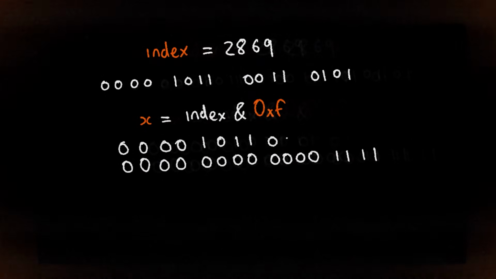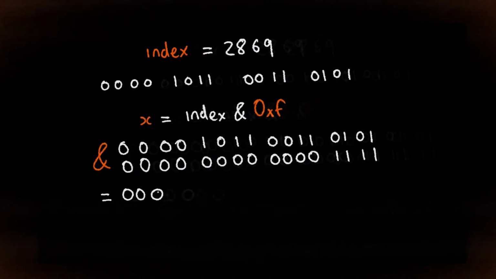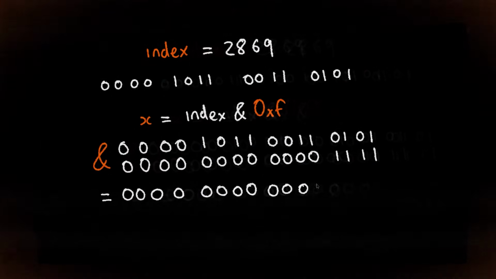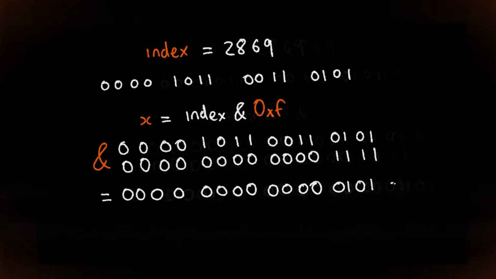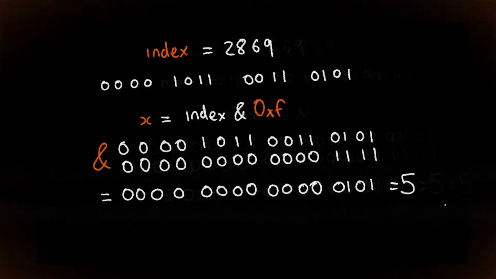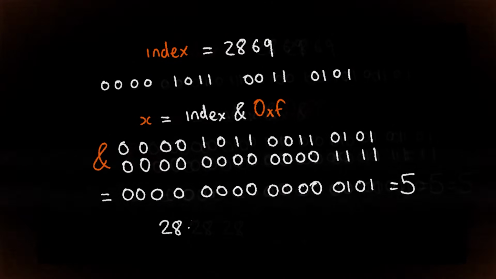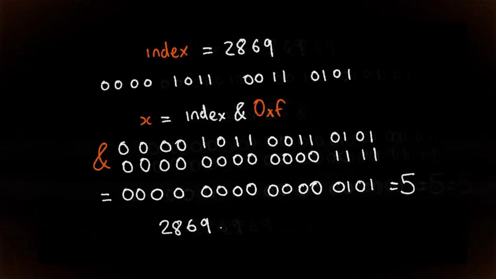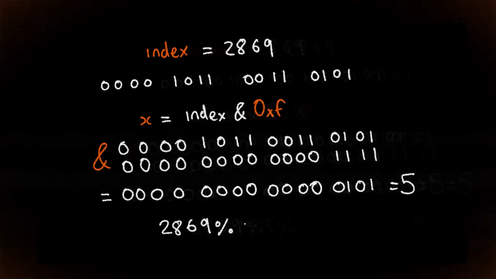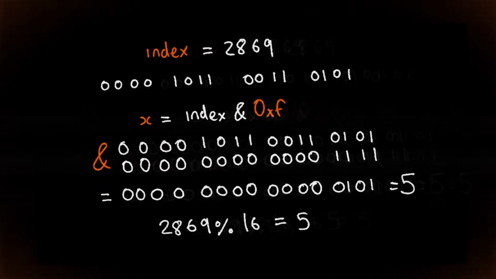With the bitwise AND, if both bits are 1, it outputs 1. If either bit is 0, then it outputs 0. This strips the first 4 bits from the index, giving us x equals 5. Checking against our original function, 2869, when you take the remainder when divided by 16, you get 5.